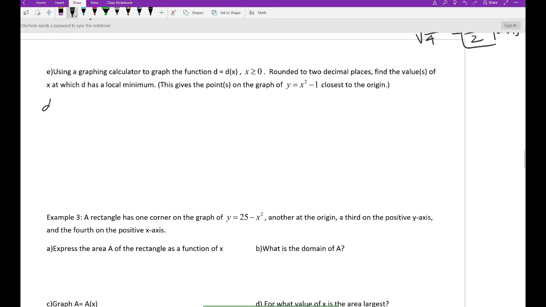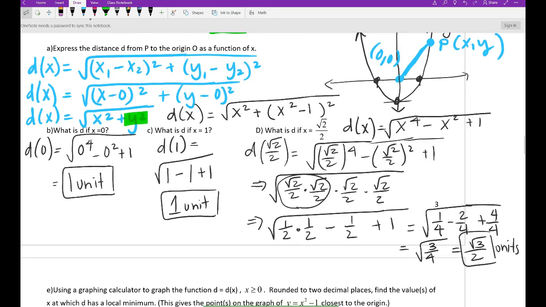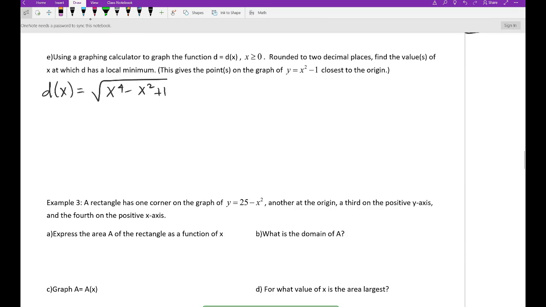Radical x to the 4th minus x squared plus 1. Do you guys agree with this? Yeah. Okay. This is the one that we found. If you don't remember, it's right here. So it said, hey, using your calculator, graph it out. And it goes on and says this. Someone tell me what that is. How are you going to use that on your graphing calculator?